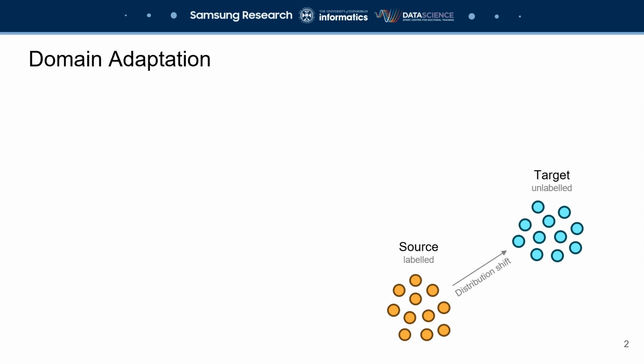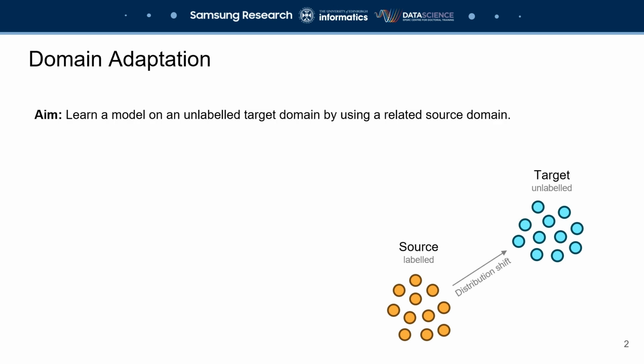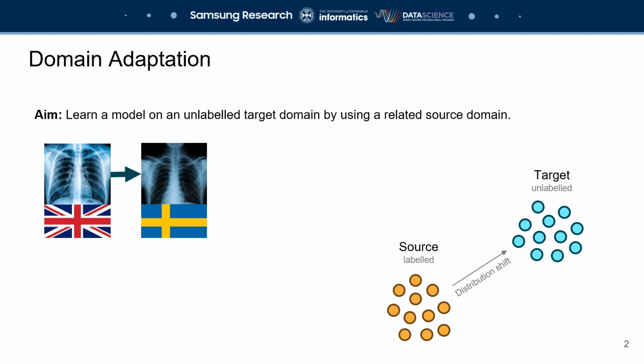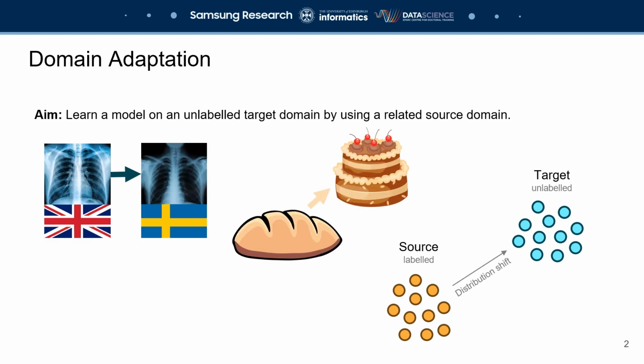The field of domain adaptation is concerned with learning over distribution shifts. In particular, the common setup is to learn a model on an unlabeled target domain by using a related source domain. Examples of this include adapting a model trained on medical images from one country to images from another country, or a model trained on bread recipes to cake recipes.